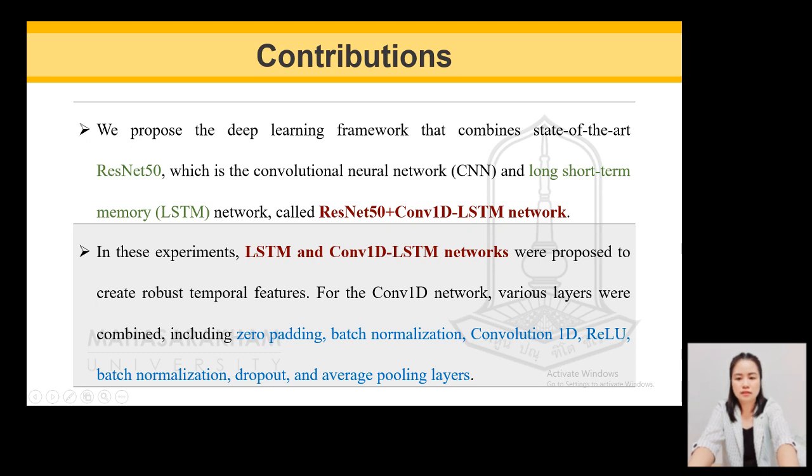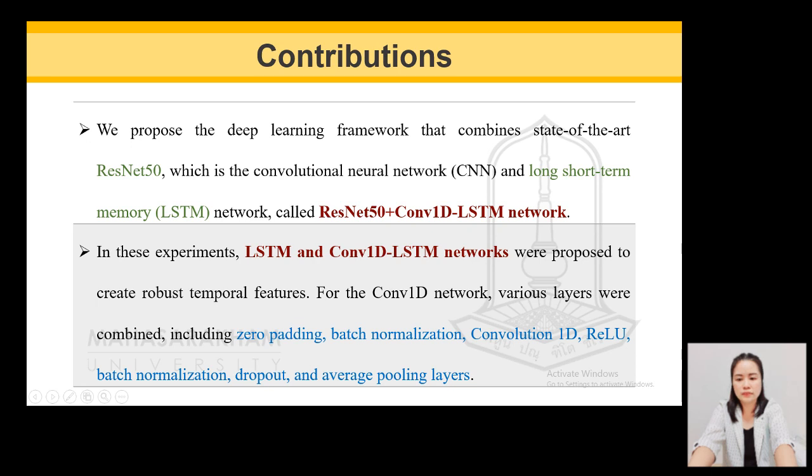In this research, we focus on improving the accuracy performance of the food image recognition based on CNN architecture and LSTM network. We propose the deep learning framework that combines state-of-the-art ResNet 50, which is the convolutional neural network, and long short-term memory network, called ResNet 50 and Conv1D LSTM network. This framework can extract robust features that are spatial and temporal features from the food images. Big data augmentation technique is also involved while training the CNN model.